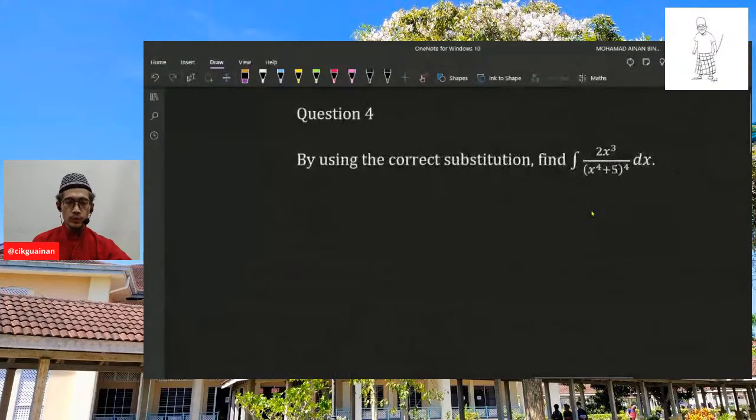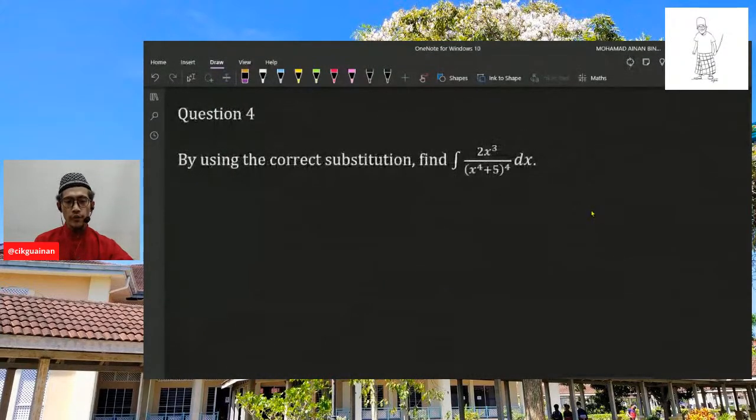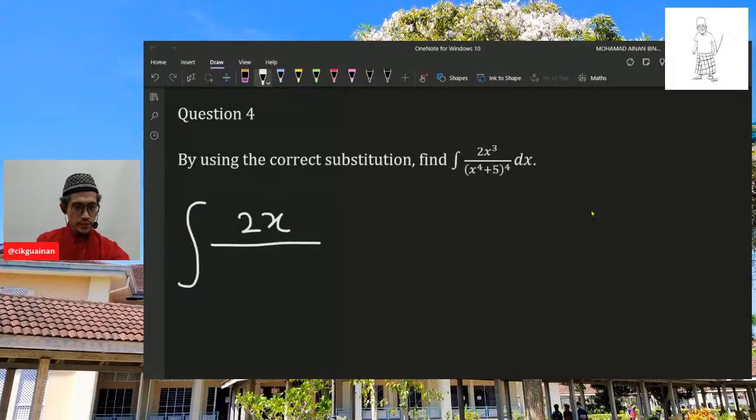Let's proceed to the fourth question. I think it's quite small, so I'll write it larger for you. There is a fraction, 2x cubed, and then a horrible bracket with power 4 over there, and the content is x power 4 plus something more. Very complex.